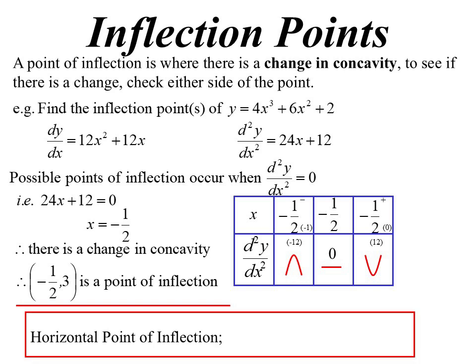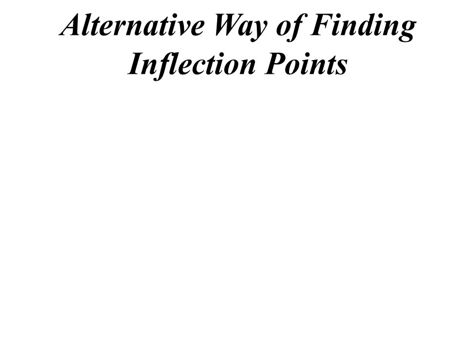Then we have these very special points of inflection, the horizontal ones. They're the ones where the first derivative is equal to 0. Hence the name horizontal point of inflection. The tangent is horizontal. The second derivative will also equal 0, but the third derivative will not equal 0. Hang on. That brings me to this idea, an alternative way of finding inflection points.